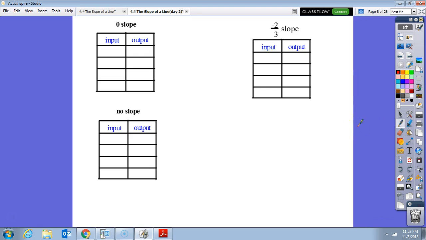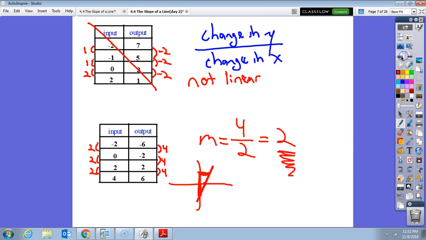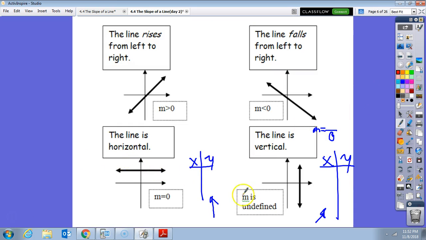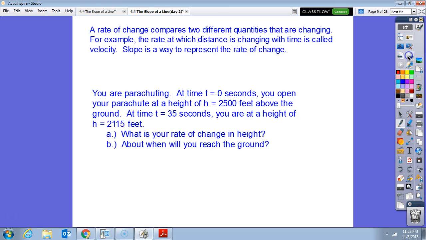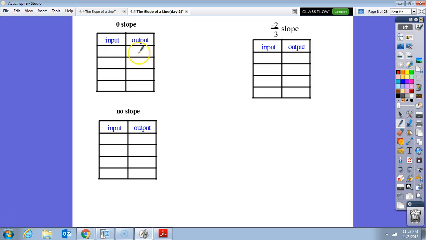If you had to make your own slope, meaning you had to come up with a line that had 0 slope. What kind of line has 0 slope? A horizontal line. What's the same the whole time? The y value. So you make this a y value, let's say 3. Doesn't matter what this is, 1, 2, 3, 4, because change in y is 0, change in x is 1. That's 0 over 1, which is 0.